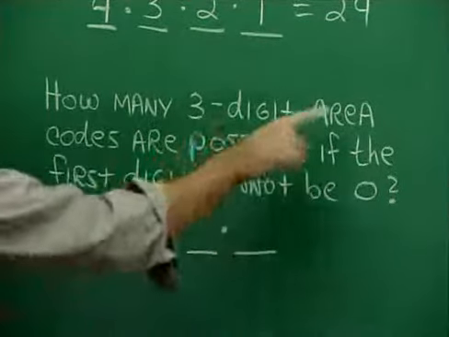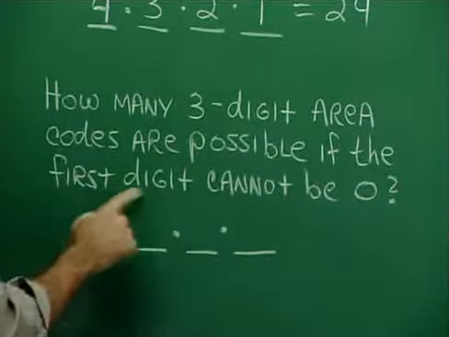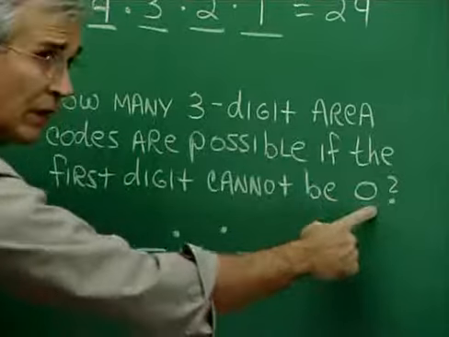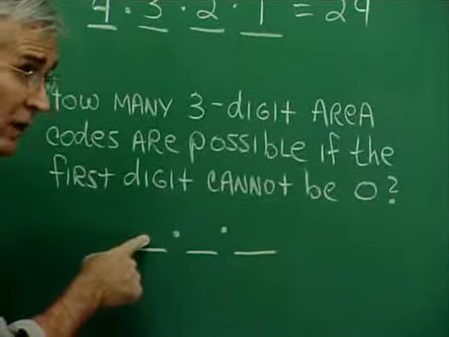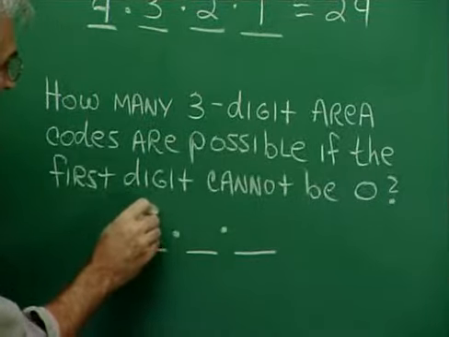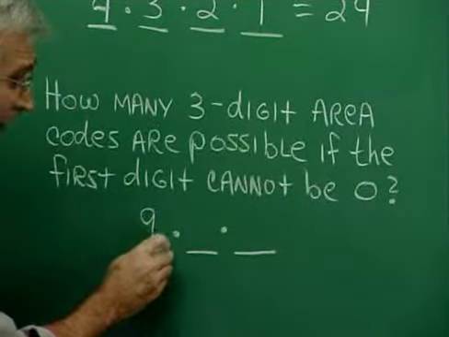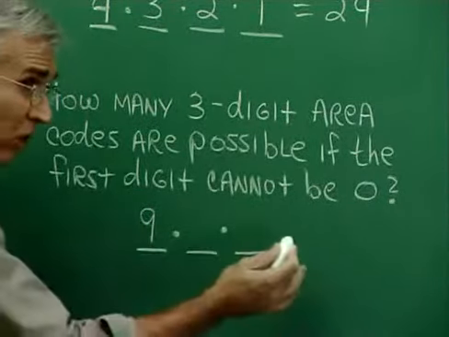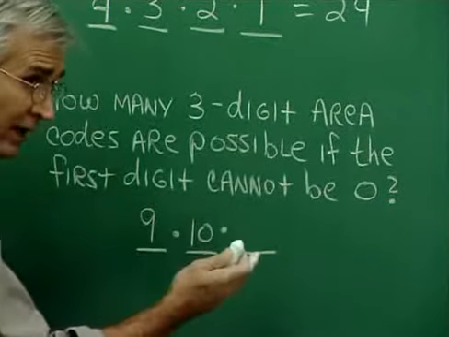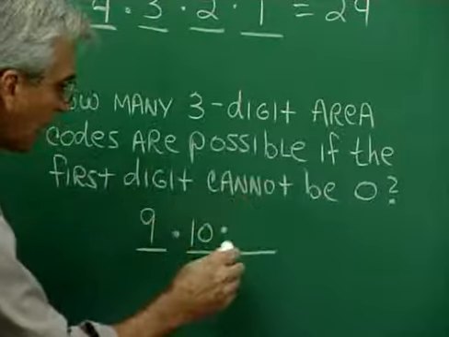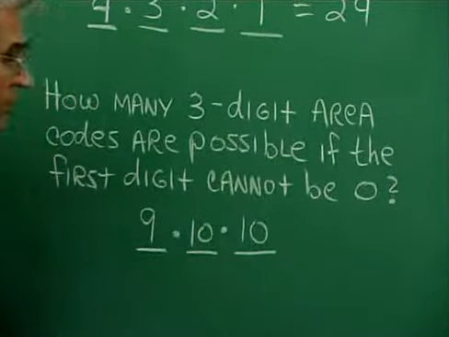So let's see, how many 3-digit area codes are possible if the first digit cannot be 0? Now there are 10 digits, and if this digit can't be 0, then we only have 9 to choose from. So we have 9 choices here. Then for this next digit, we have all 10 digits to choose from, so we have 10 choices, and we're talking about the possibility of replacement here. So we have 10 choices for the third digit.